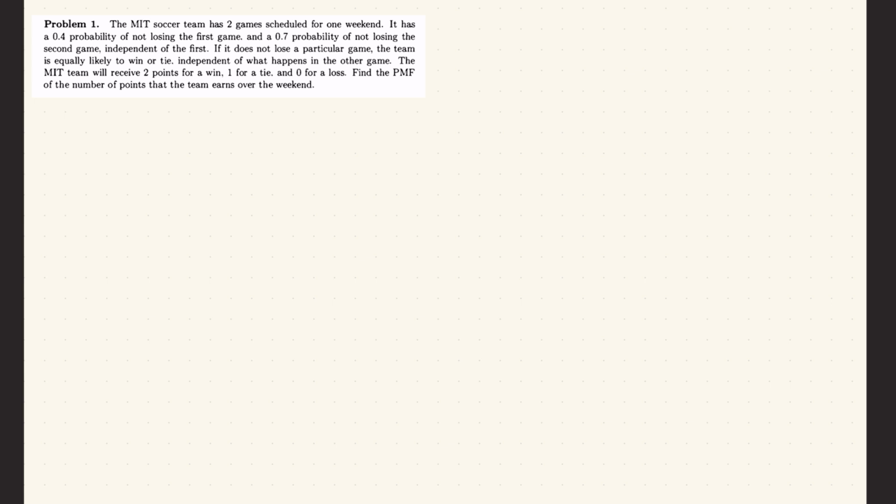Now, what are the key points here? First, I want to highlight the fact that these are independent of each other, which means we don't have to do conditioning here. We can just multiply their odds by each other. If we want to know the probability of the MIT team winning the first game and tying the second game, we don't have to do conditioning. We can just multiply their odds together. Now, let's write down some equations here.